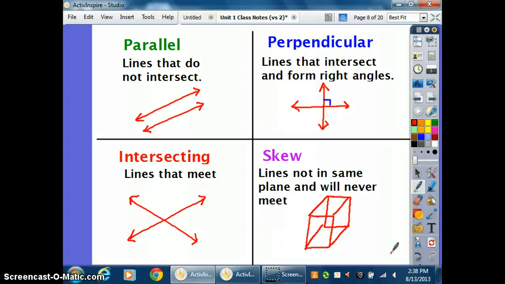Okay, skew lines are not in the same plane, and they're never going to meet. Let's take this segment right here in the front. Now there is another one that is skewed to this than the one I'm going to give you, but if you look at this line segment right back here, that's in the back plane, on the back of the wall. This is on the front. They are not going to meet, and they are not parallel. Okay? That is skew.